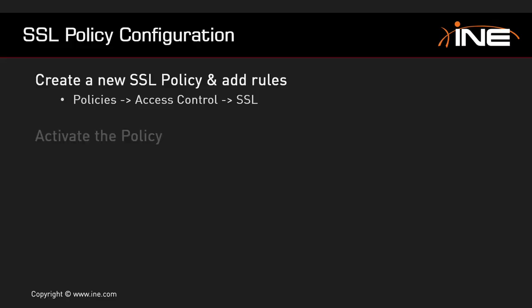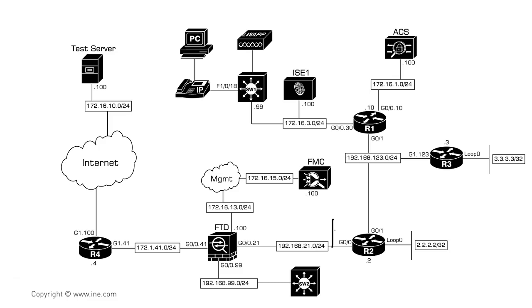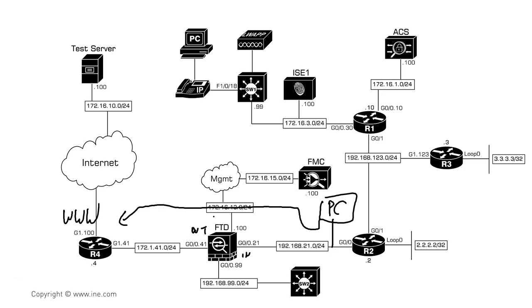Okay, so once we have the policy and the rules, we will have to activate the policy, and this is something that we will do in the ACP. Okay, what we will do in our case is that we will test the decryption from the PC located on the inside, and we're going to use router 4 as a web server. So this is my inside, this is my outside.